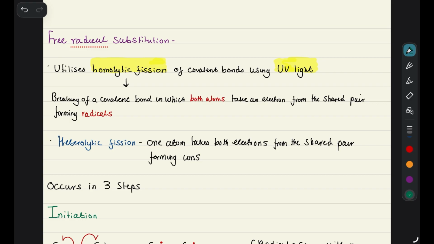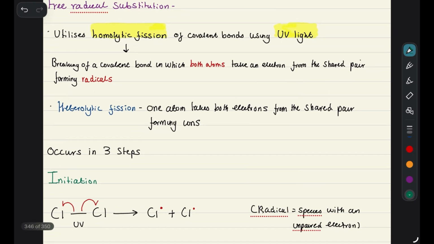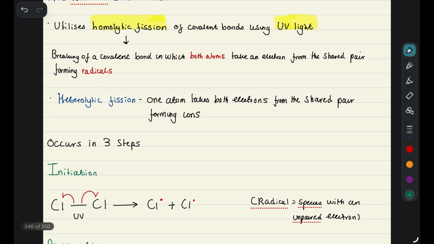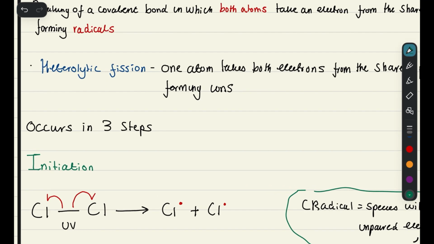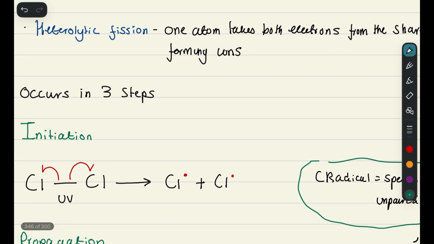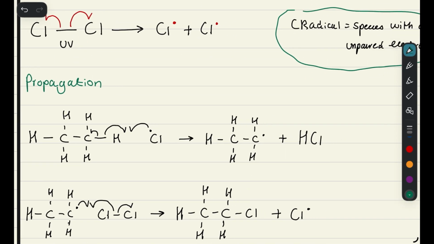Now, FRS occurs in 3 steps, and these 3 steps need to follow you for the rest of this course. Yeah? Initiation is the first one. So in initiation, and I've just put the radical definition here for you, we have our halogen, and we shine UV light on it. When we shine UV light on it, we're going to break the covalent bond, and that's going to form your radicals, the species with an unpaired electron. So you can see that all happening here. Yeah? Happy days. The next step is propagation, which gets a bit confusing.